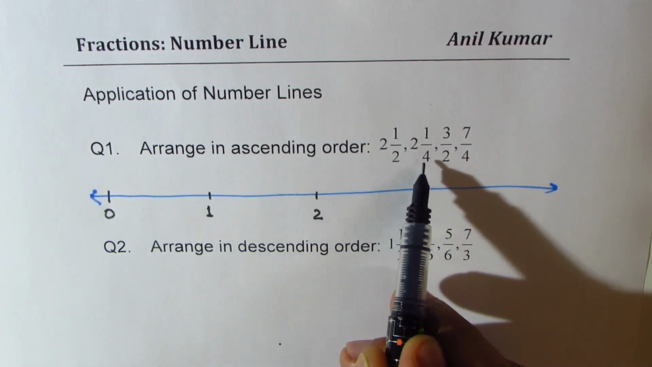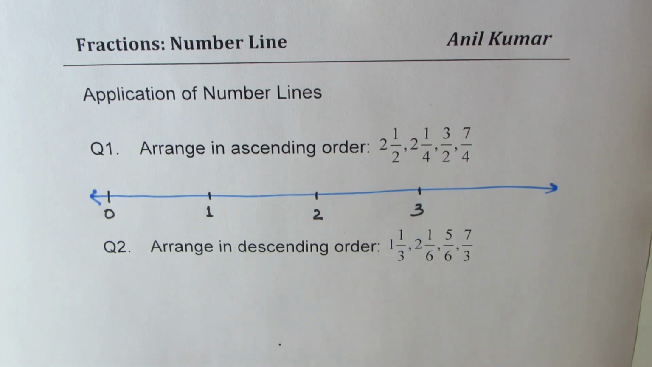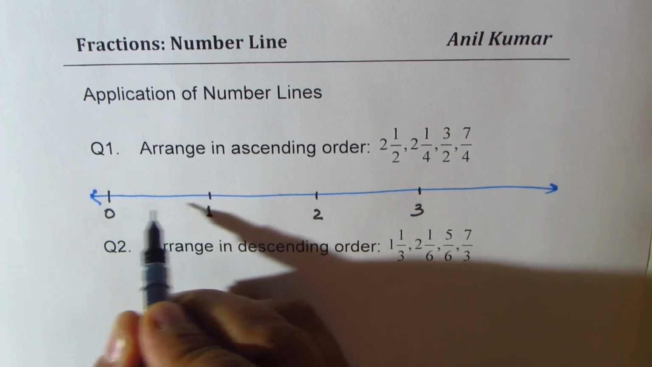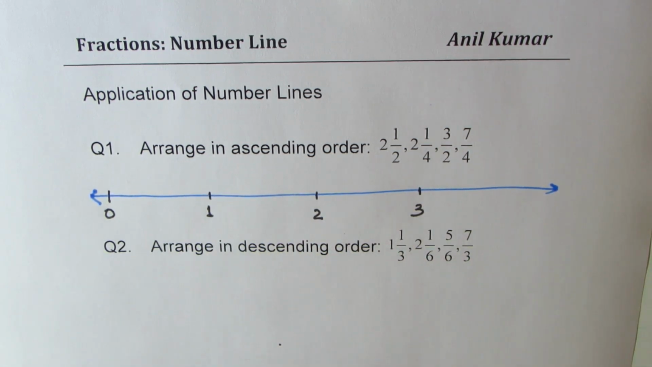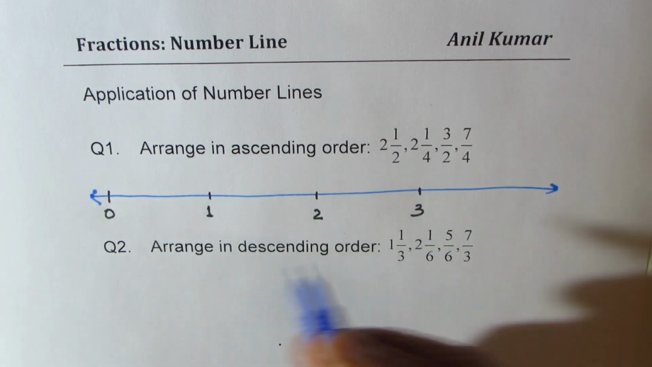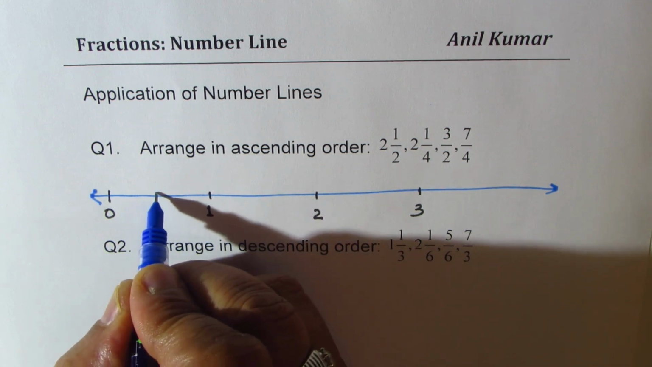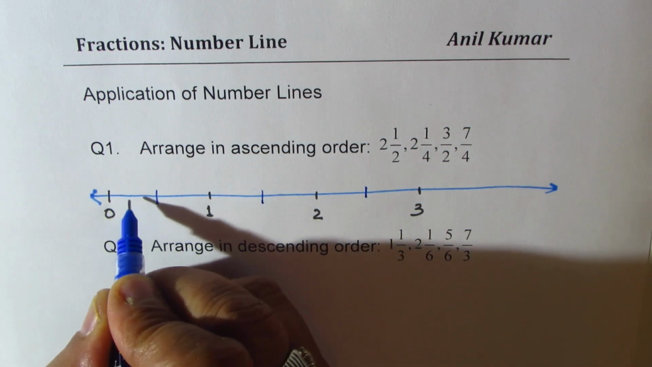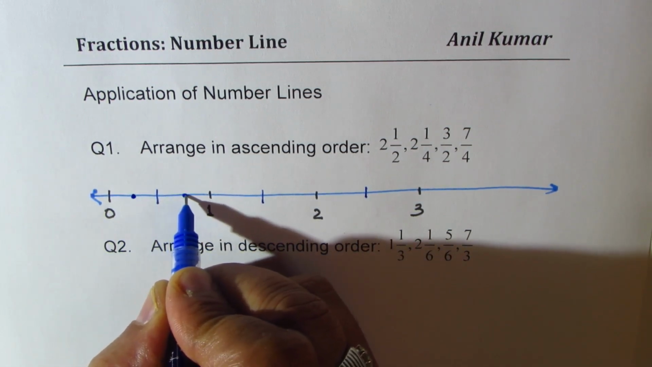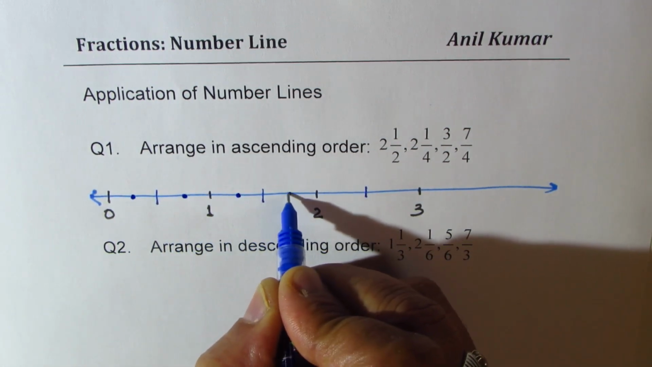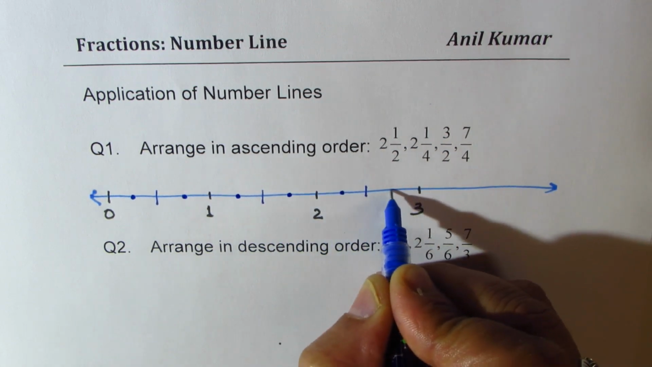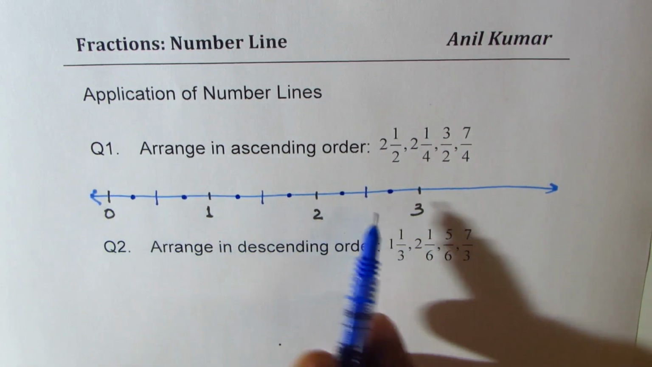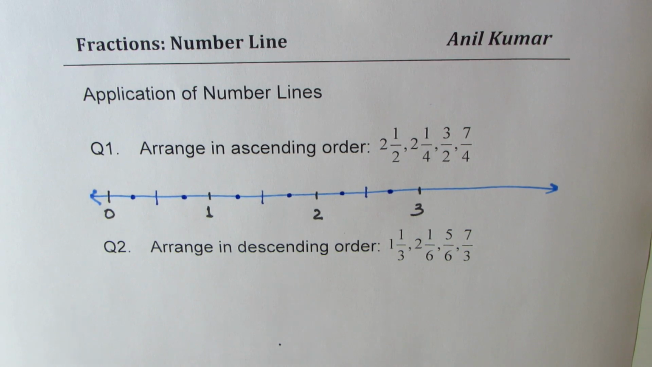Now, since the denominator is 2 or 4, what I could do here is divide each into units of 1/4, right? So let's say these are my halves. And half of halves I'm showing with these dots. So that is a nice way of doing it. So once you have done this, it becomes much simpler. I hope it makes sense, correct?